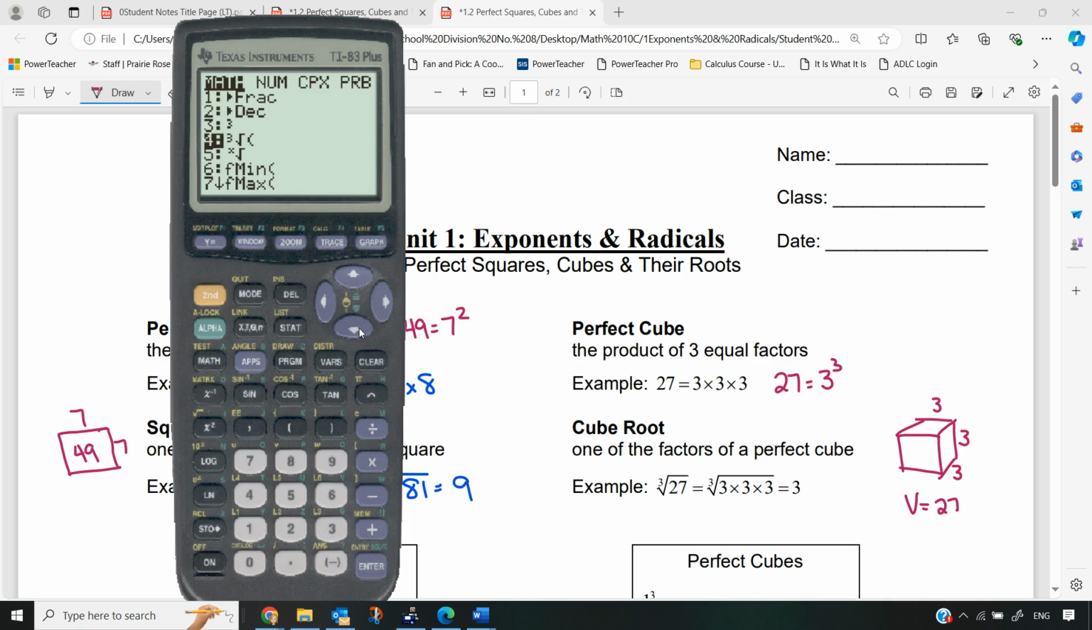So you can arrow down to 4 or just type 4, and then 27. So we want the cube root of 27 is 3. That means that 3 cubed is 27.